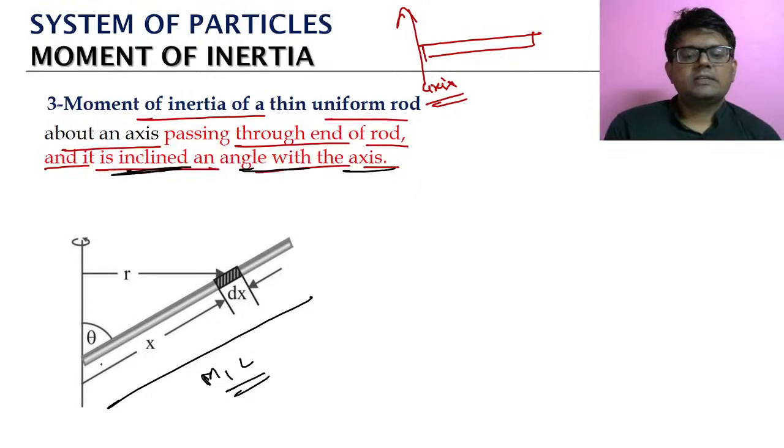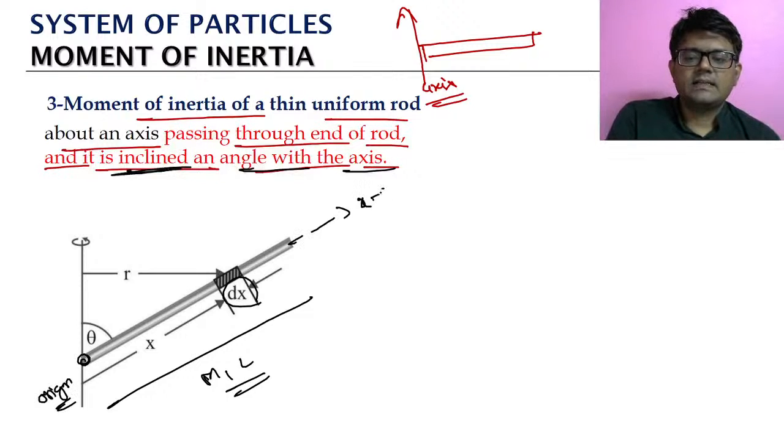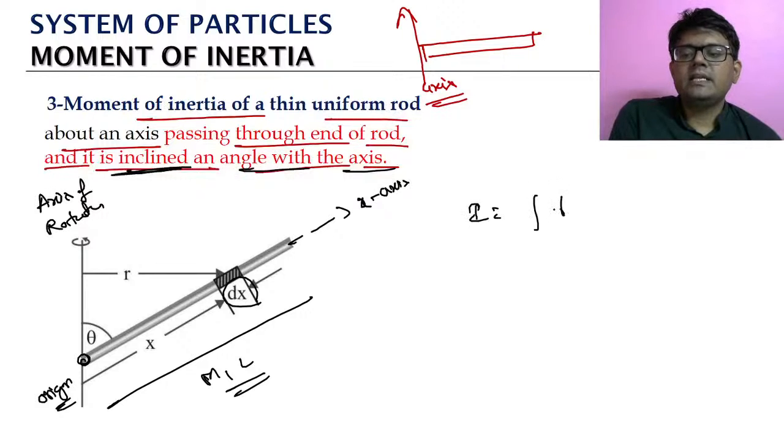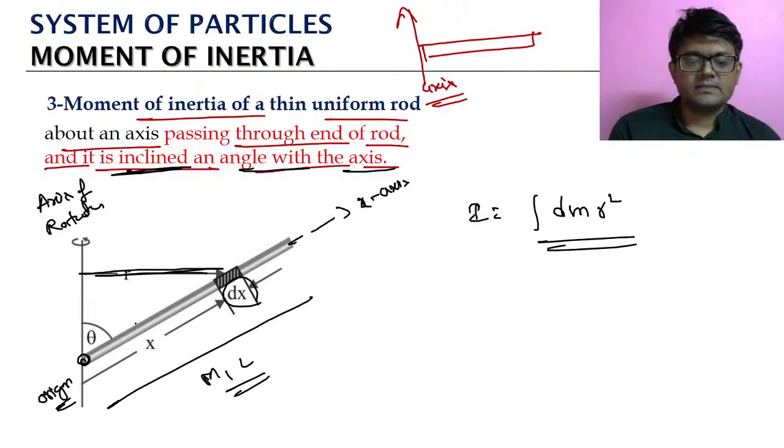Like the same thing, we take a small element dx, at a distance x from the origin we took. So this is like the x axis. Okay, then this is the axis of rotation we took. Look here, what is the angle between them? Theta. So now, the moment of inertia result is integral dm into r square. Here, what is r? The perpendicular distance of that element from that axis.